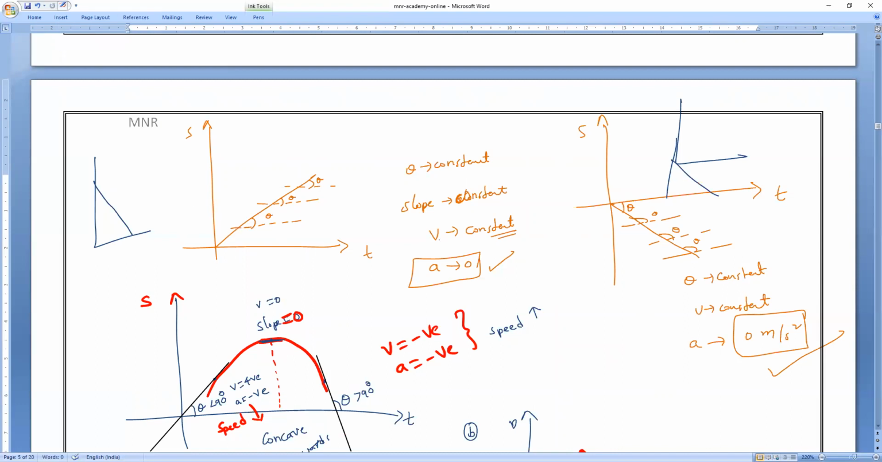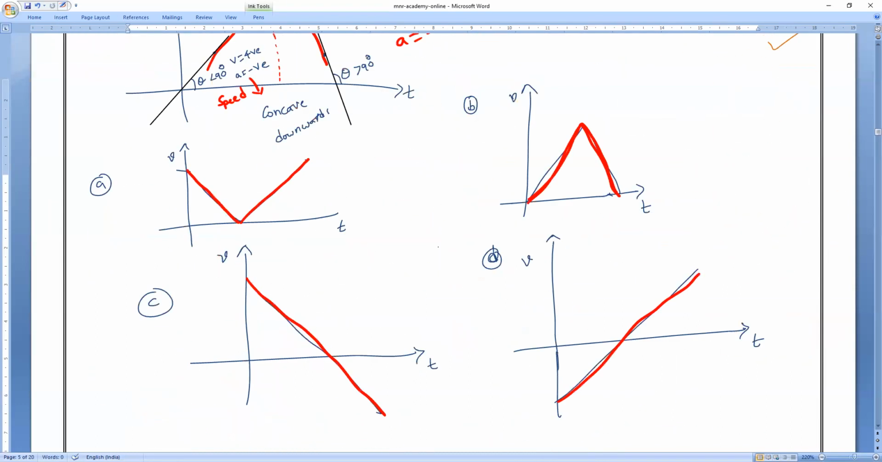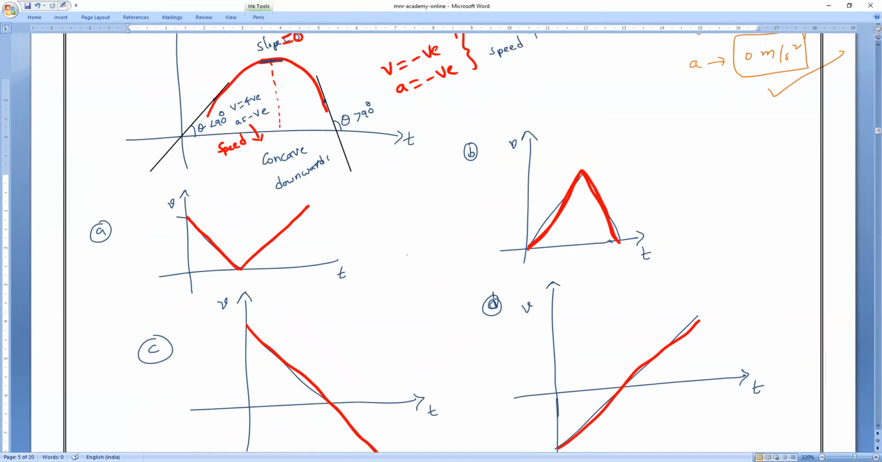Now tell me, based upon this, what is the correct graph? First, speed is decreasing, brothers. Speed is decreasing means maximum to minimum, minimum to maximum. Speed is decreasing. Maximum to minimum. And V is positive or negative? V is negative. Positive or negative?